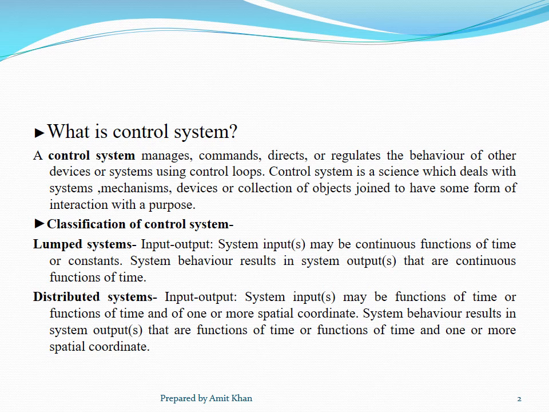The first one is lumped system. In lumped systems, the system outputs are continuous functions of time. So the system behavior results in system outputs that are continuous functions of time. And the next one is distributed system. In distributed system, the system behavior results in system outputs that are functions of time, or functions of time and one or more spatial coordinates.